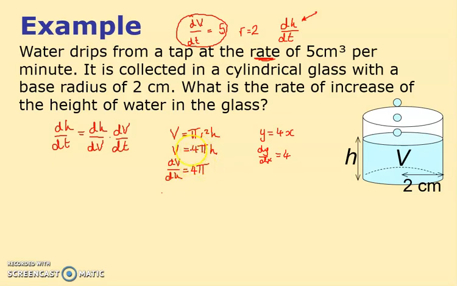The h just disappears. Notice, by the way, I don't want dv by dh. I want dh by dv. So that's 1 over 4 pi. And that's times dv by dt. And dv by dt I've put up there. It's 5. So I don't know what that is, but it's obviously 5 over 4 pi. Type it in, I get 0.398.